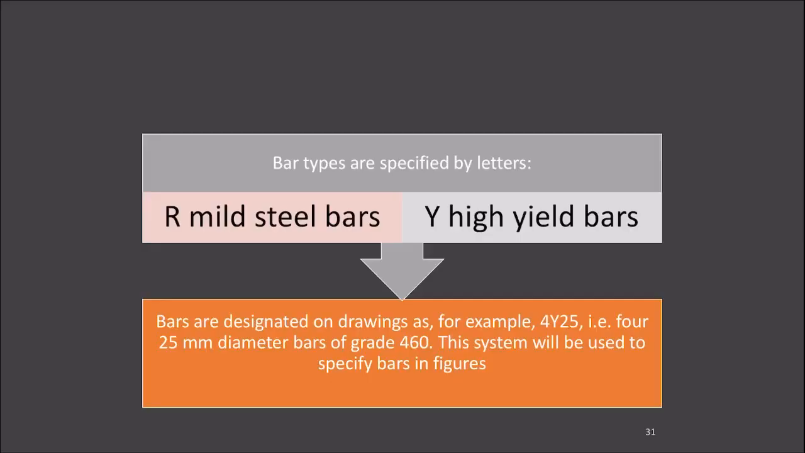R is mild steel bar and Y is high yield bar. Okay, this is what I said earlier. Bars are designated on drawings as, for example, 4T25, i.e. a 4 number 25 mm diameter bar of grade 460. This system will be used for specified bars in the figure. It means if it is 4 number of bars, T you know is high tensile and 25 is the bar size or diameter. Okay, if it is part R25, meaning this is mild steel.